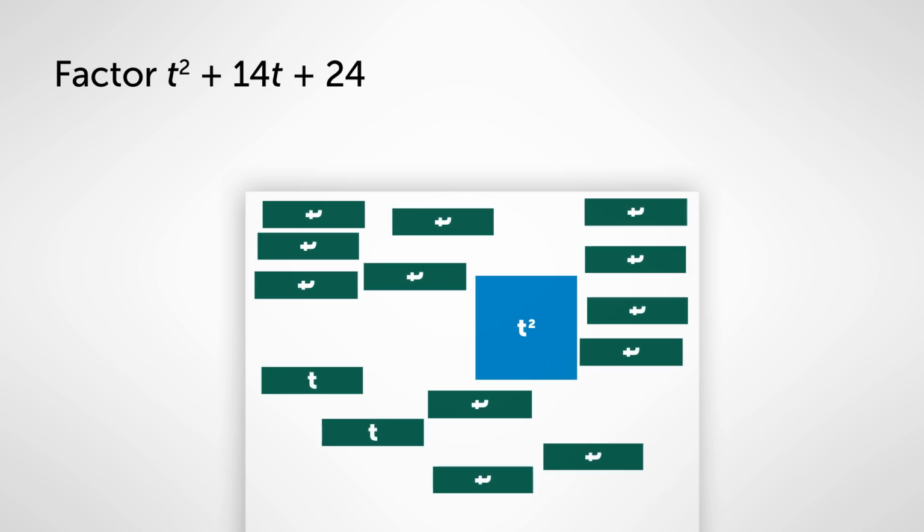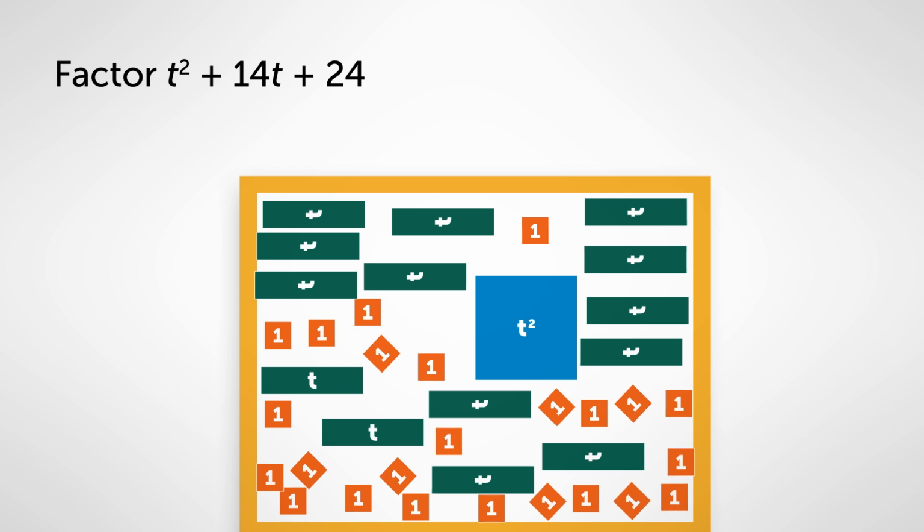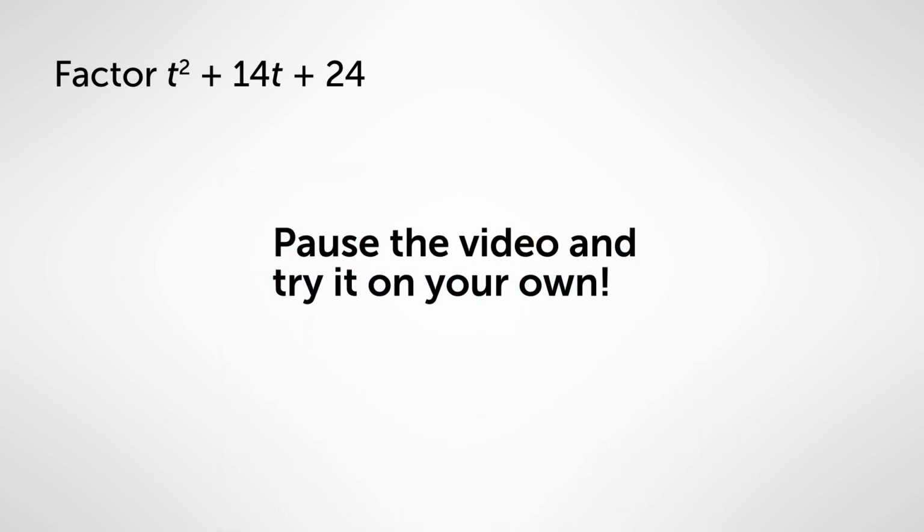In this problem, we need 1 square term, 14 linear terms, and 24 units. Together, the area covered by all of the tiles represents the trinomial. This will be important to remember because when we factor, we are trying to figure out the binomials that multiply to be this trinomial. To make this process easier, we must organize the algebra tiles into a rectangle, and sometimes that takes some work. If you would like, pause the video until you have the tiles arranged into a rectangle.